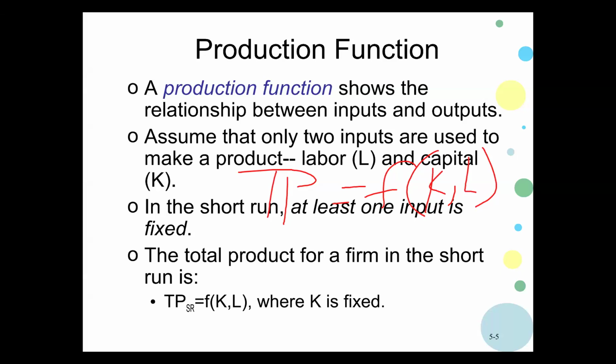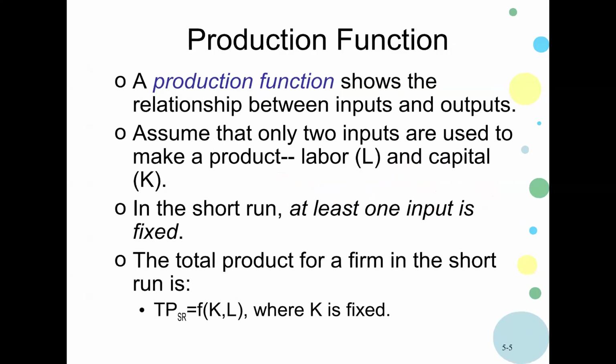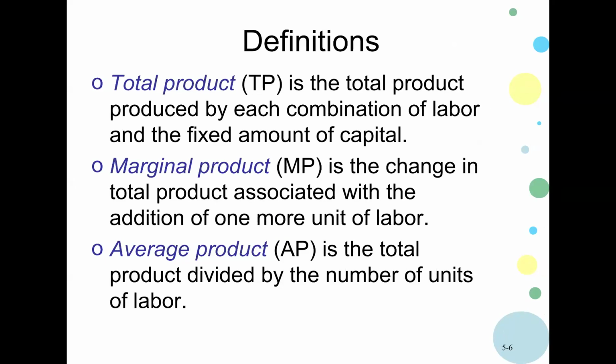And now at this point, we have already said that in the short run, at least one input is fixed. Then this is what we have. We can have, for example, capital being fixed in this total function, as you can see in this function. Then labor gets to be variable. Then we will have the following, and we need to define.